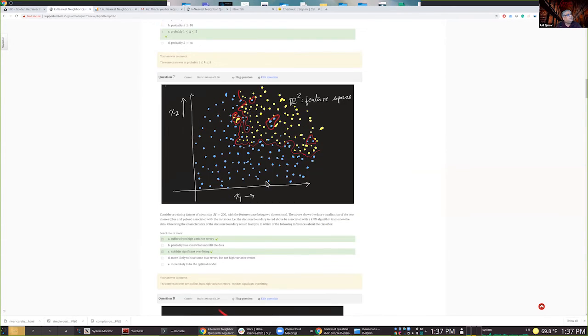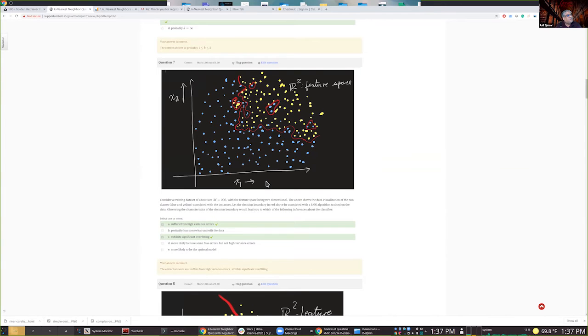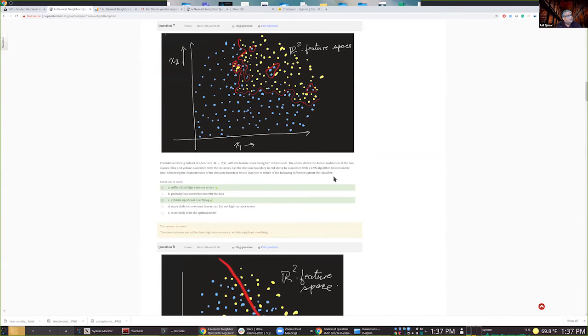The other question is, given a training data set of about 200 points, this particular model suffers from what? Variance errors or bias errors? Obviously, it is high variance errors, right? You take another sample of the data, your decision boundary will change. And it exhibits significant overfitting to the data. I hope most of you got this one right.